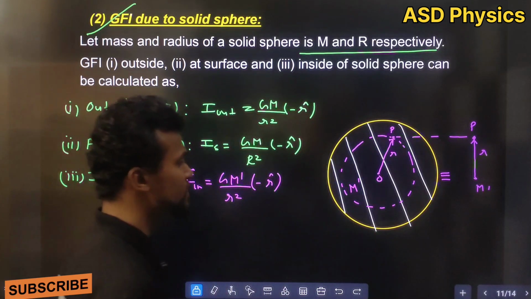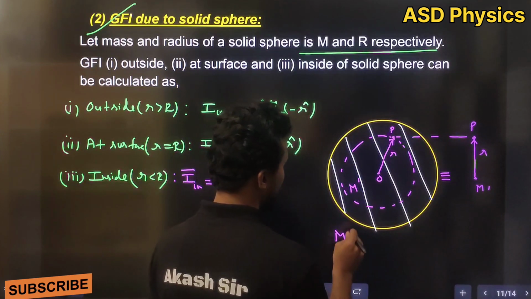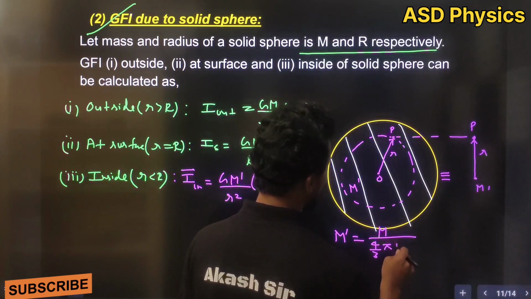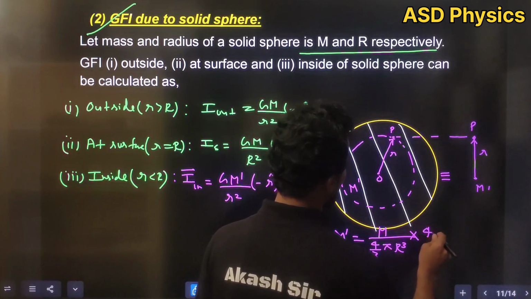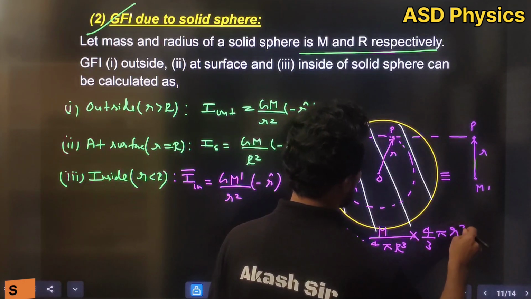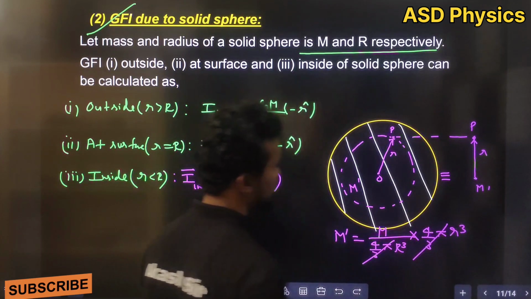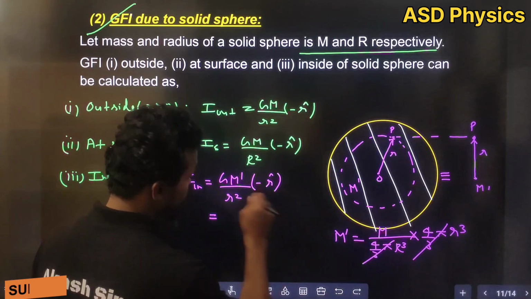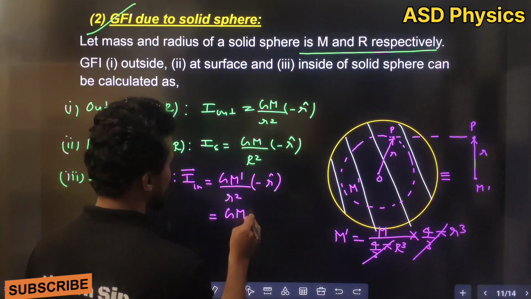Can you tell what is the value of M dash? As I told you very well, M dash is the mass per unit volume, M by 4 by 3 pi R cube, into the volume of the inner sphere here. So 4 by 3 pi cancels here. Okay, students. So when you put all these values here, then it will come here. See here, please.